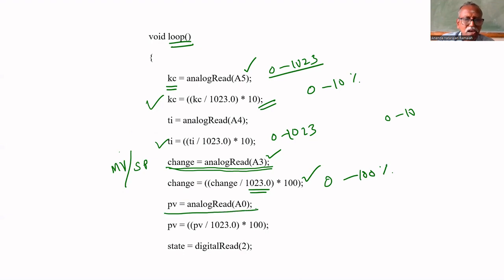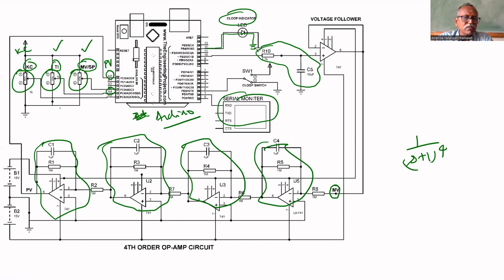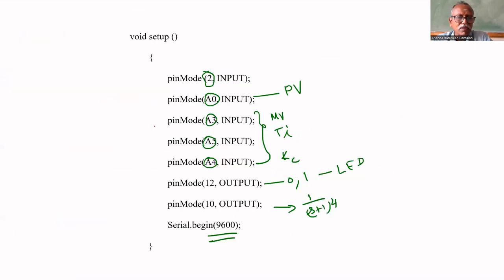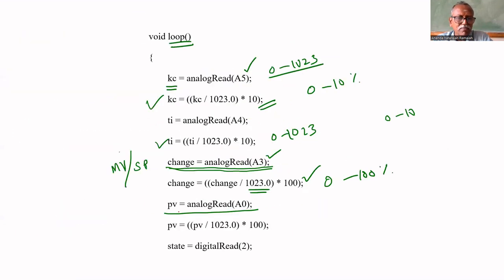So PV equal to analogRead. Now we are reading the analog output. The output of this fourth order process is connected to A0, so we have to read that process variable with analogRead A0. PV equal to PV divided by 1023 again, because it is a 10-bit number. We are talking in terms of percentage, that's why multiplied by 100. So you will get PV in percentage.